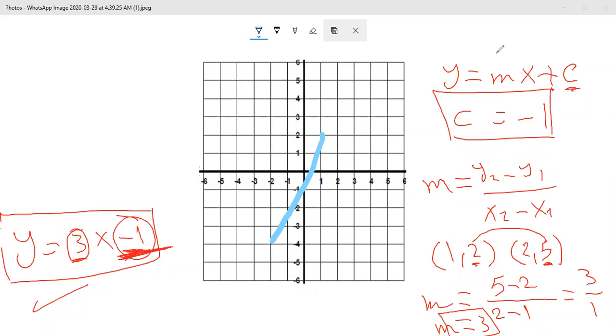Okay, so on page number 215, open your book, page number 215. Can you see the graph on this page?